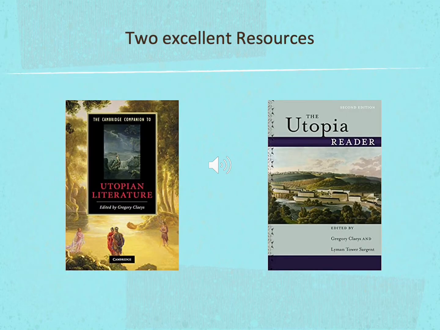For those of you who are interested in working a little bit more with utopia, there are two excellent resources: the Cambridge Companion to Utopian Literature and the Utopia Reader, both of these edited by Gregory Claeys. Gregory Claeys is a name that you'll find very often in utopian scholarship.